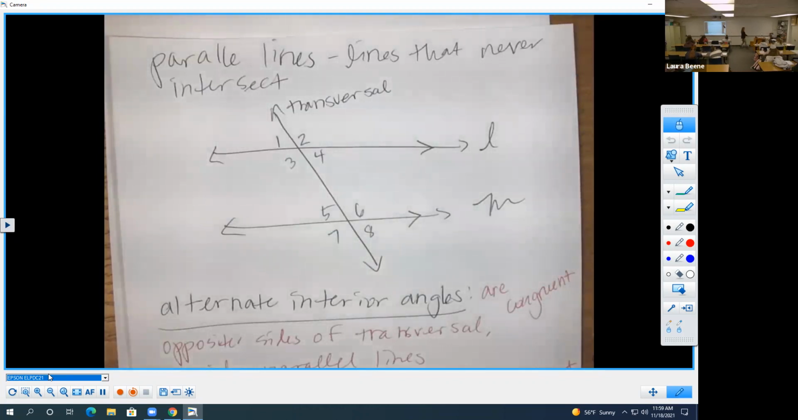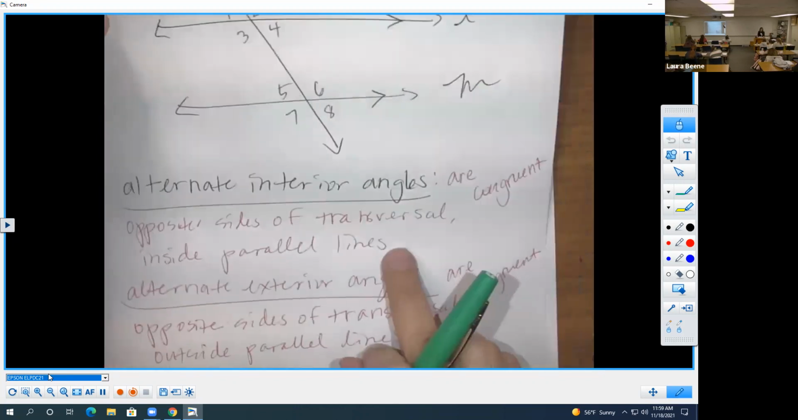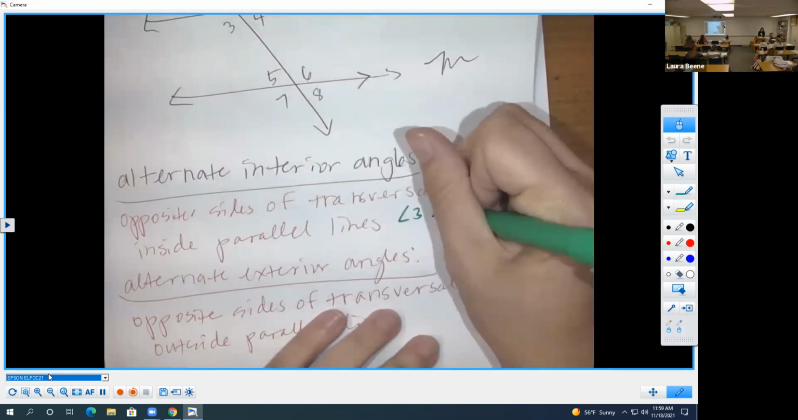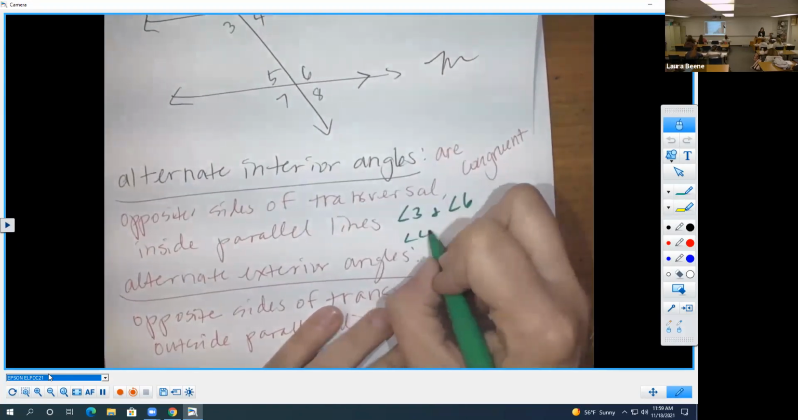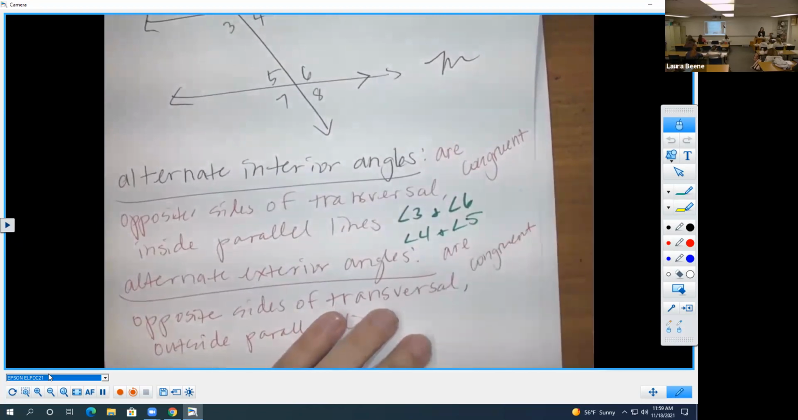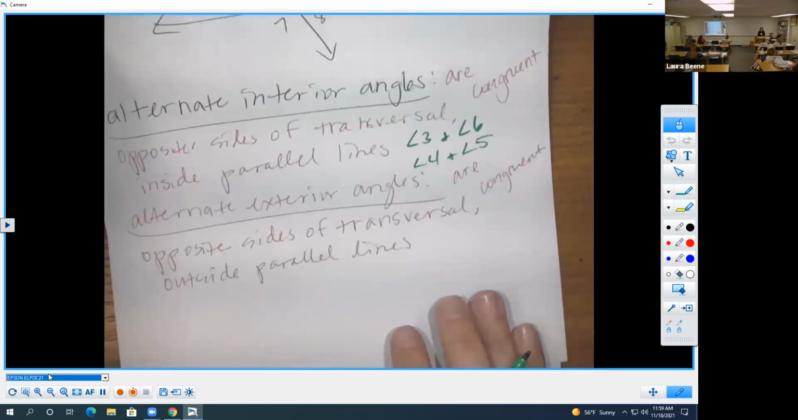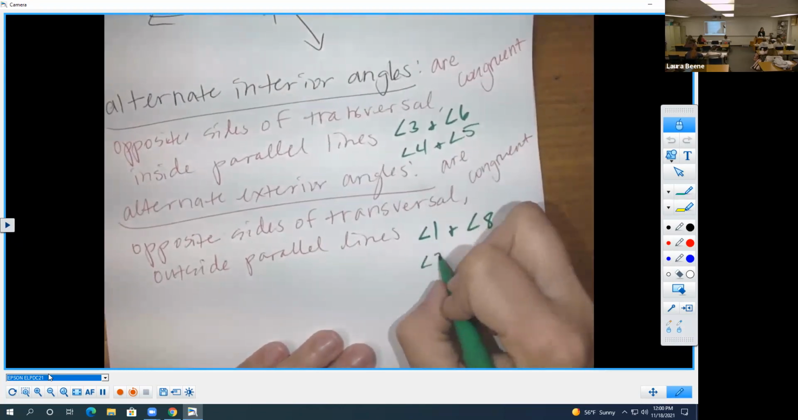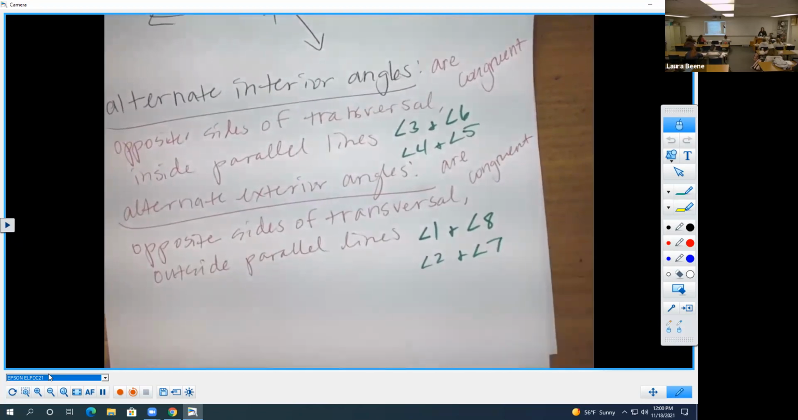Okay, let me go ahead. I did not write this down a second ago on my paper, but let's go ahead and list the pairs of alternate interior. We said it was angle 3 and angle 6, also angle 4 and angle 5. And then your exterior pairs would be 1 and 8, 2 and 7. Everybody good with that?